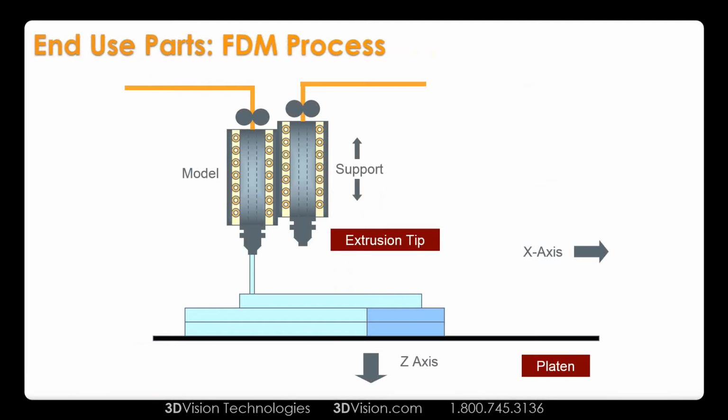Let's go over the FDM process now. So we, as 3D Vision, represent Stratasys, and we have 2 technologies that we represent. The FDM side, which is the focus of this, and then the PolyJet side, which we will save for a later date. In FDM, we have 2 extrusion tips. All right, we have a model and a support tip. Any overhangs or internal passages will need support in there, and we dissolve that away with a water bath. All right, the model material is true engineering-grade thermoplastic. It's heated to a semi-molten state, and we draw a cross-section of our model, layer by layer.